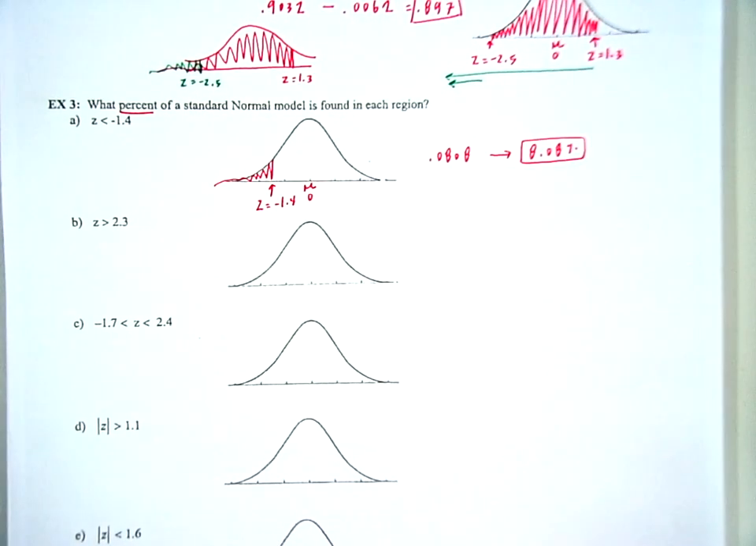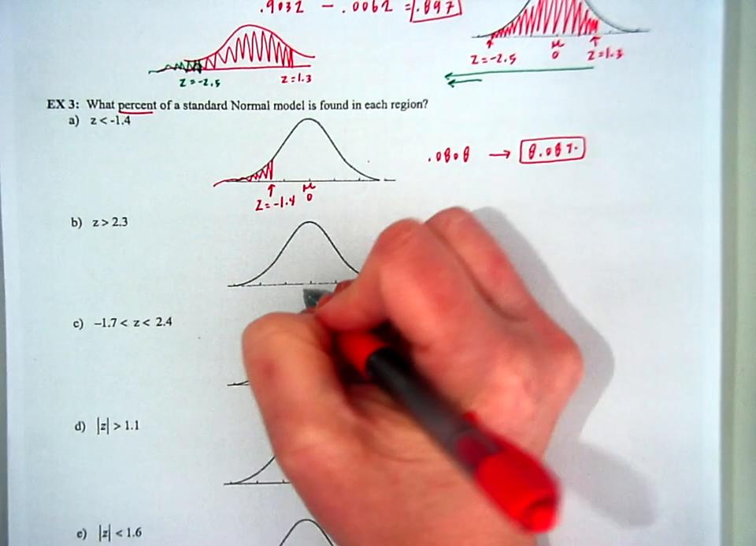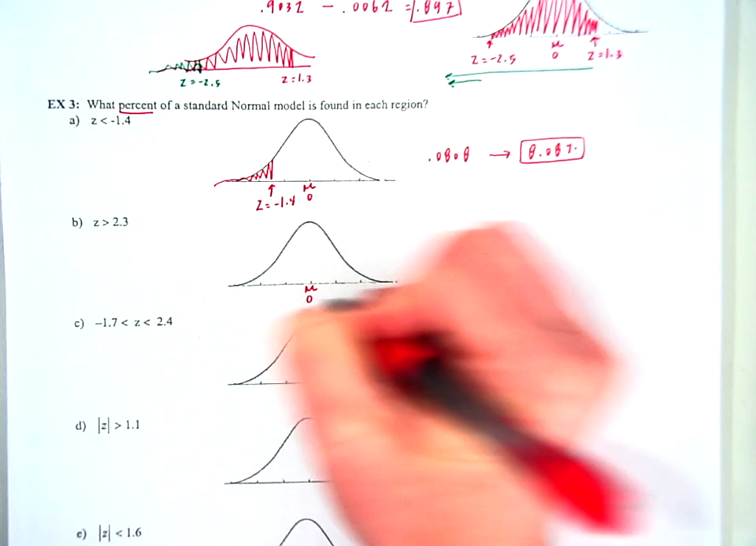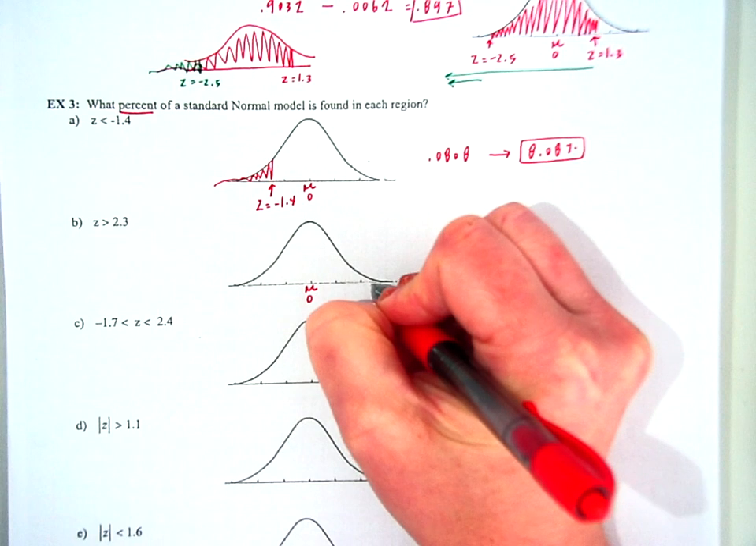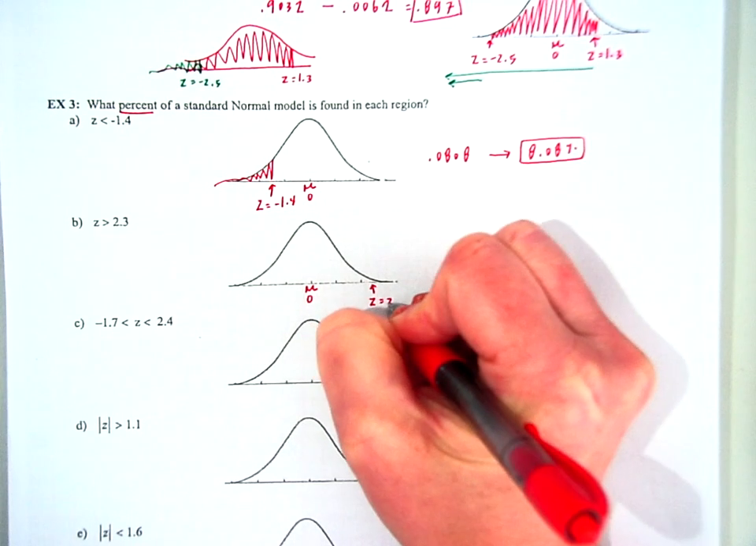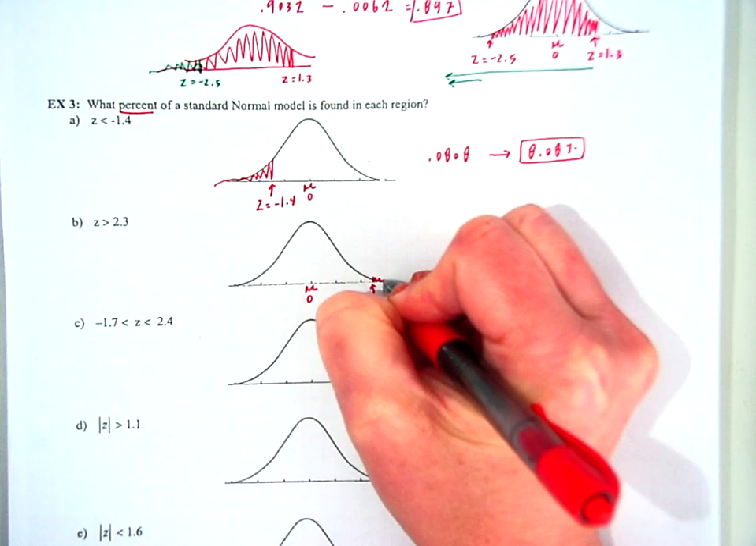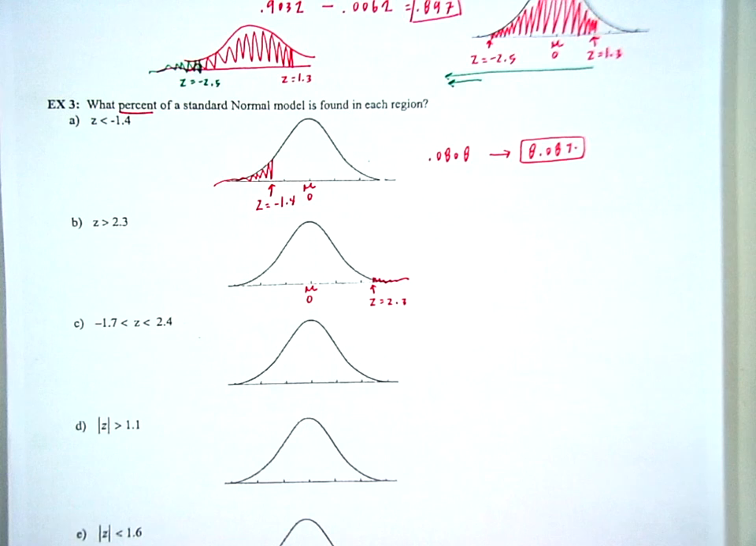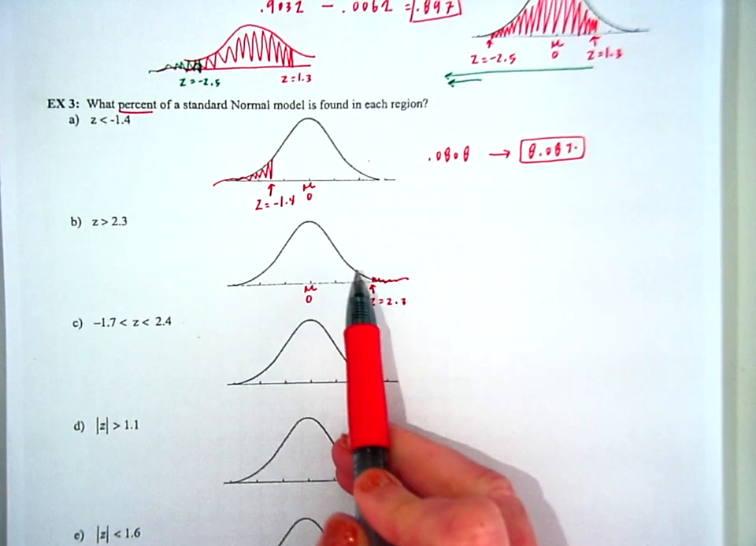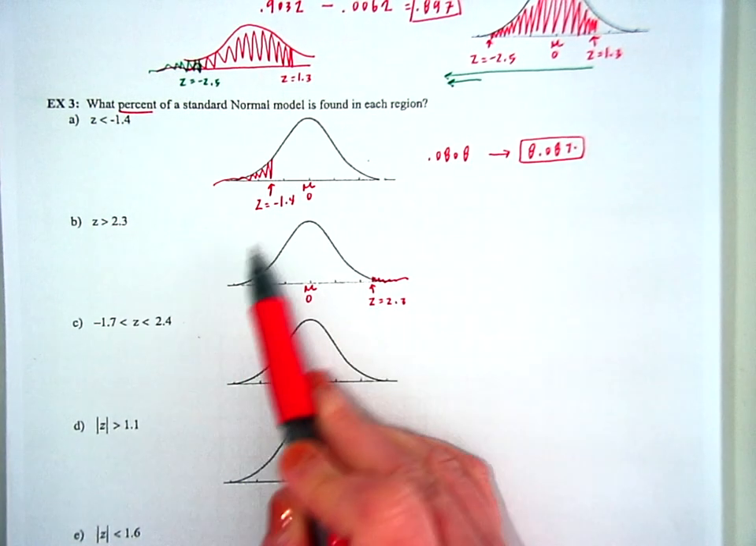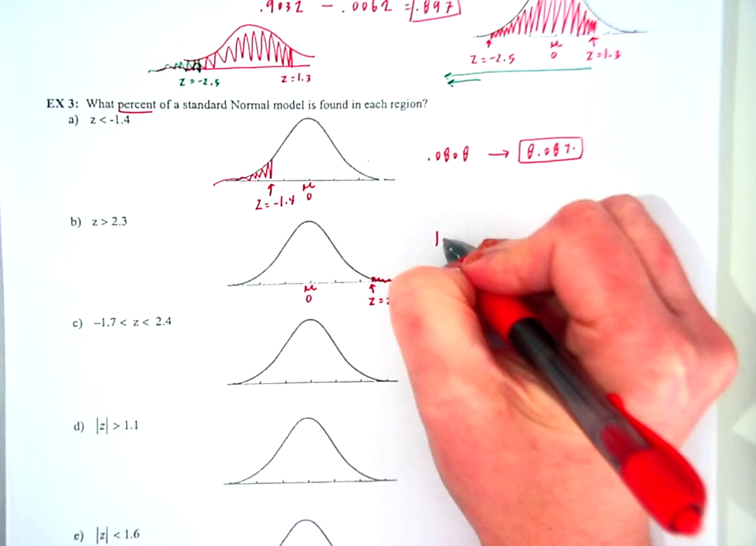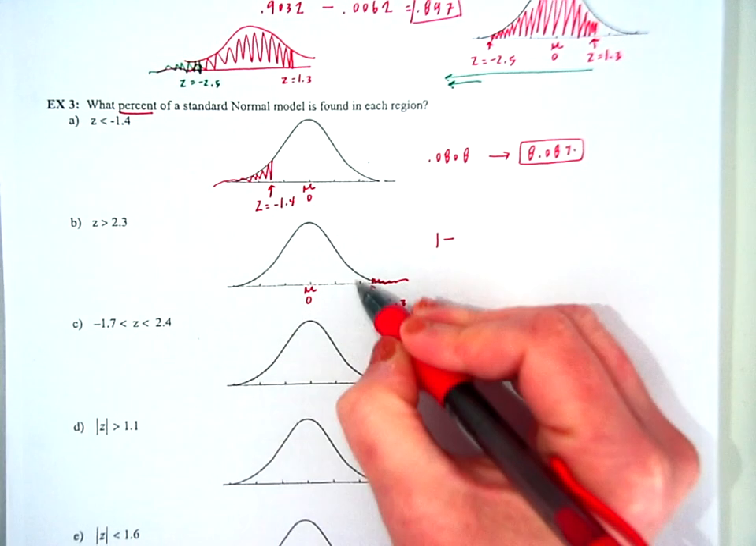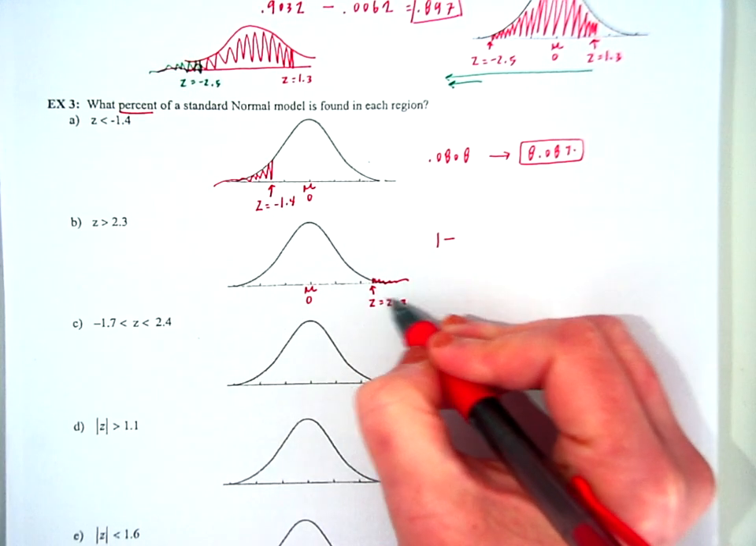Okay, next we're saying a z-score that's greater than 2.3. So here's my mean, that's a z-score of 0. So 2.3 would be about right here. And I'm looking at the more than, I'm looking at the above. So I know that if I look up 2.3, it's going to give me the proportion that's below. So I need to do 1 minus that proportion below to get to that proportion above.